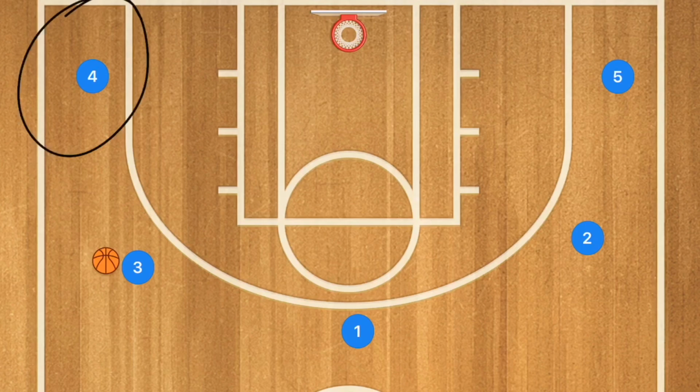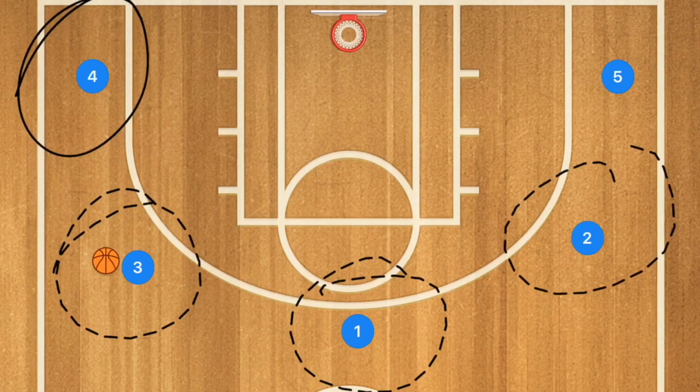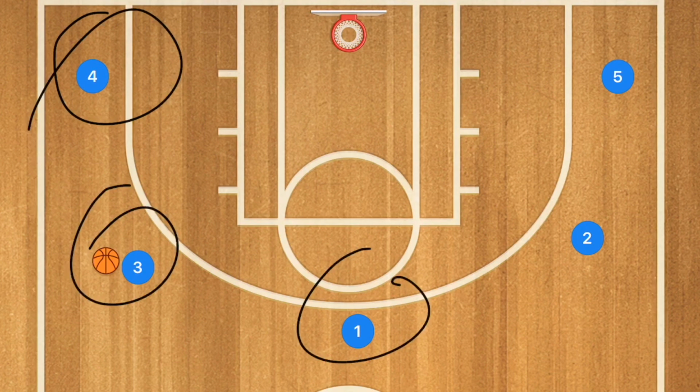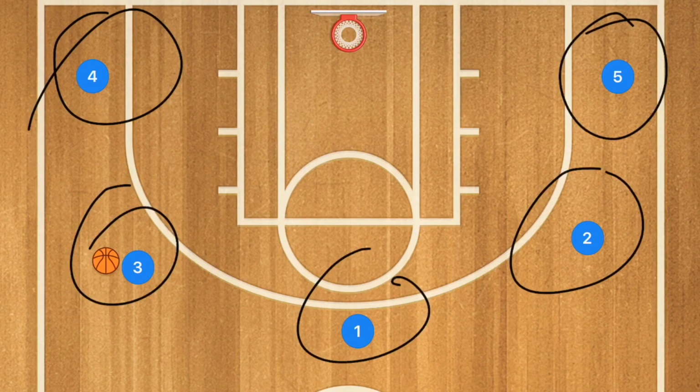Okay, so in this video, I'm going to show you a few different ways on how you can start the 5-out basketball offense. Now, the issue with the 5-out is a lot of younger players dribble the ball down court, get in one of these 5 spots, and then they freeze. The other teammates freeze because they just don't move.